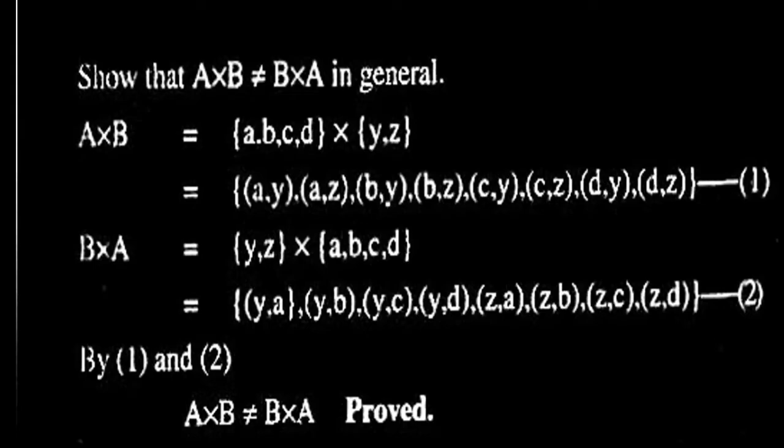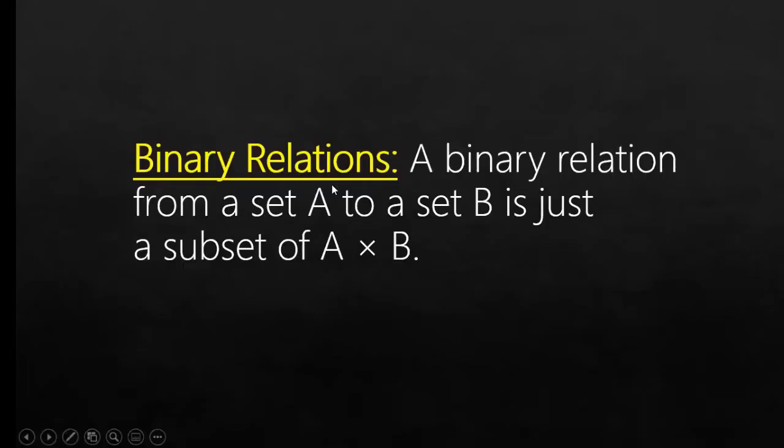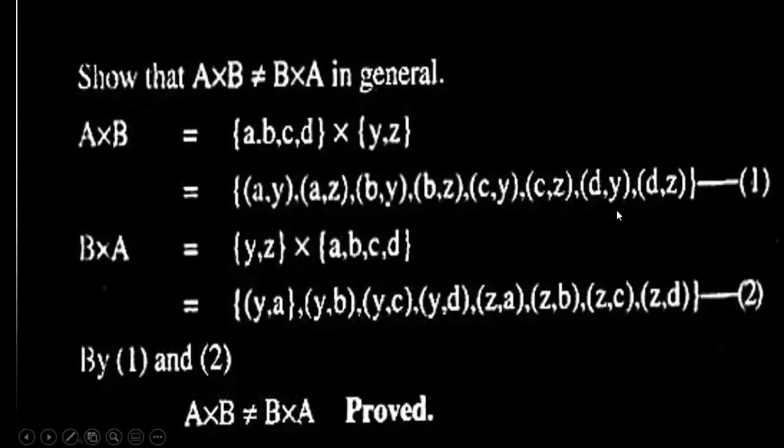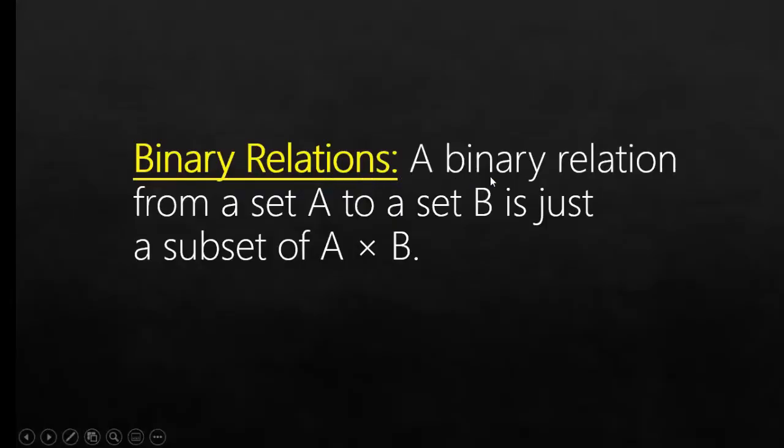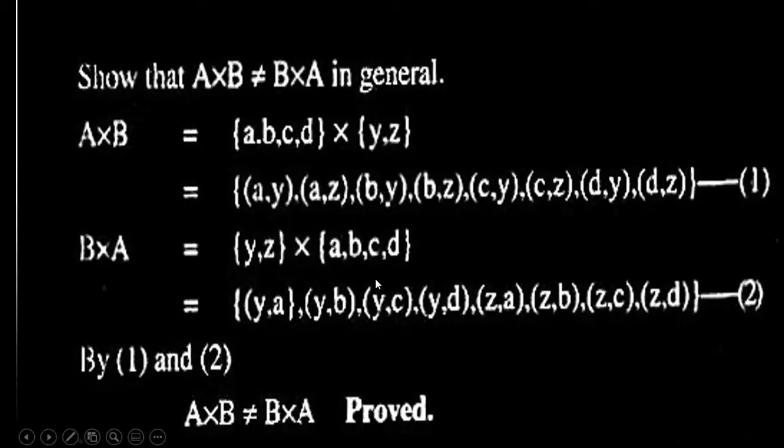All the elements of set A are being paired with all the elements of set B. So the first components of all the ordered pairs belong to set A. Here you can see the first component belongs to set A, here as well. In each case, you can see that the first component belongs to the set A, but in each ordered pair, the second element belongs to the set B. Now, B cross A, what does it mean? It means that there is a set B which is {y, z} and A is {a, b, c, d}.